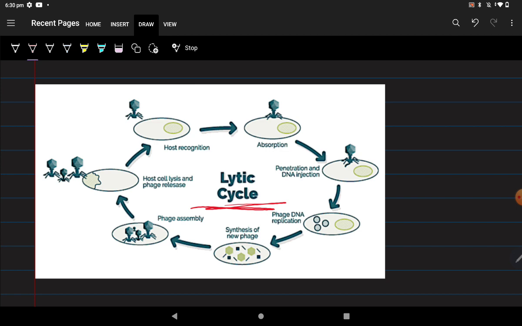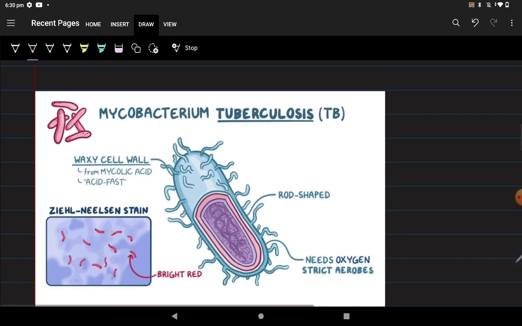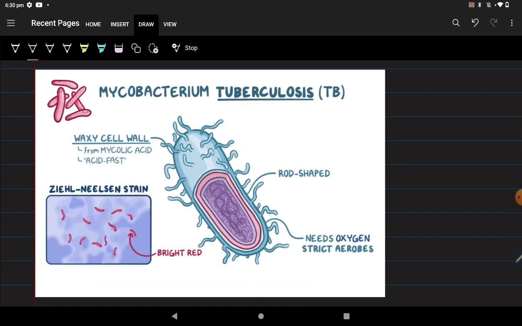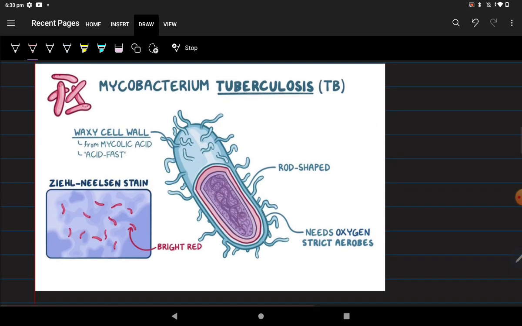Now, two significant infections I will discuss are Mycobacterium tuberculosis, otherwise known as TB, and human immunodeficiency virus, which is known as HIV. But first, I'll start with TB.